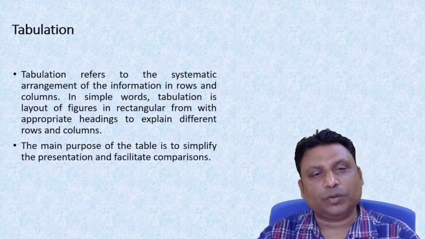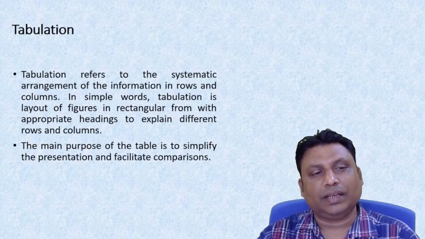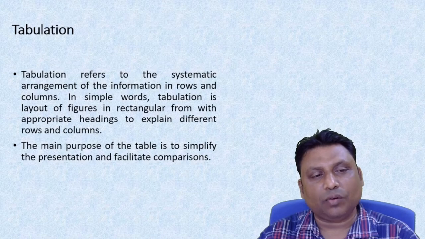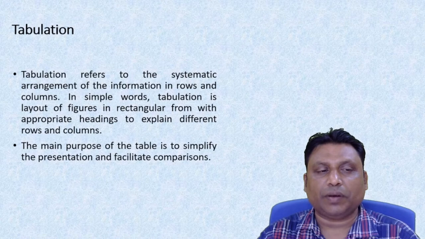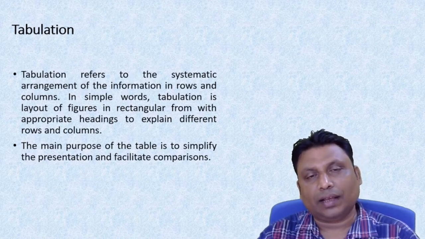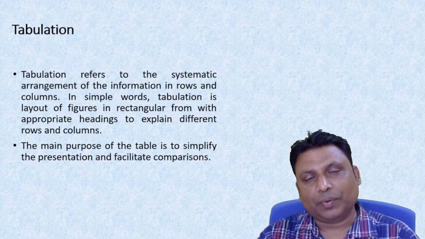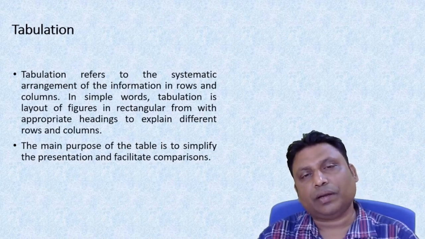Tabulation refers to the systematic arrangement of information in rows and columns. In simple words, tabulation is a layout of figures in rectangular form with appropriate headings to explain different rows and different columns. The main purpose of the table is to simplify the presentation and facilitate comparison. When you tabulate your data in tabular form, after that you can represent it graphically, or you can go for the analysis for a better solution.